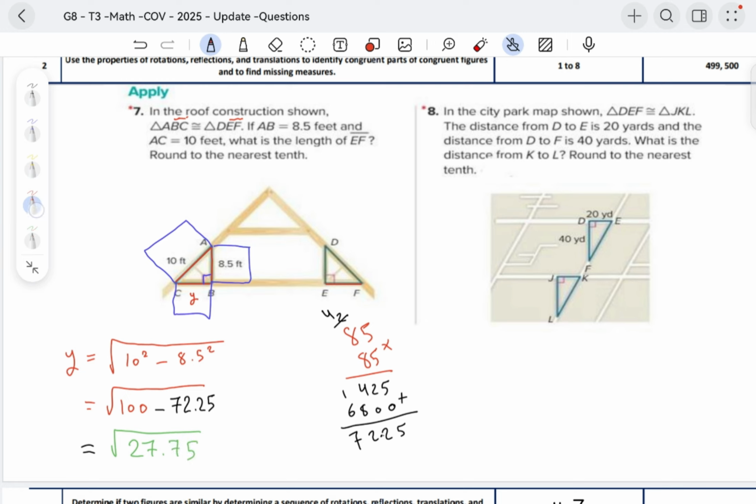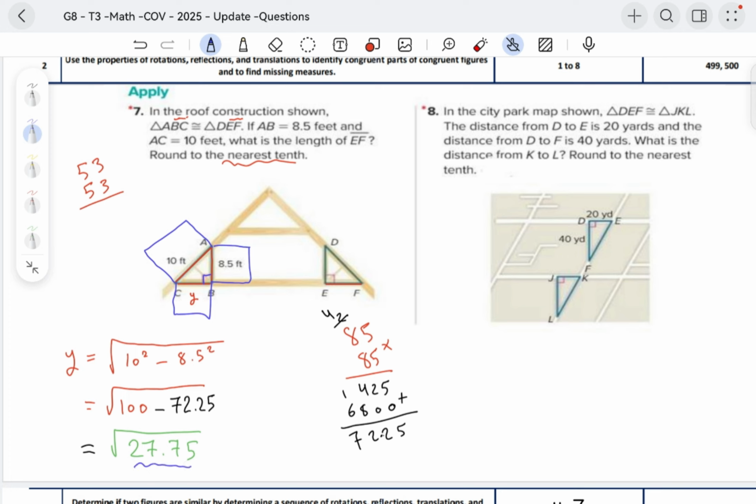Okay, we're going to estimate this number. The question asks us to round to the nearest tenth. 27.75 is not a perfect square, so this is an irrational number. We're going to round it. We know that the perfect square nearest to 27.75 is 25, which is 5 times 5. So we're going to round up, and try 5.3, for example. Let's try 5.3 times 5.3. I'm going to remove the decimal point first, multiply, and put it back again. Our answer should be close to 27.75.